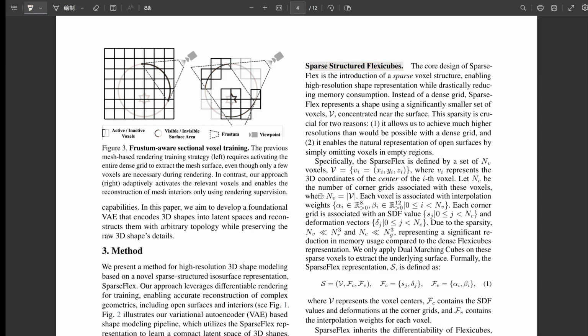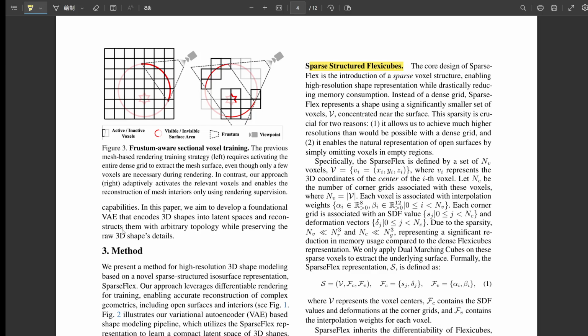What are the pieces? So the SparseFlex representation, they call it script S, is defined by three key sets. First, script V, which is just the 3D coordinates of the centers of these active sparse voxels. Okay, the locations. Then you have script F sub C. This stores the signed distance function, or SDF, values and also deformation vectors at the corners of the grid cells associated with these voxels. The SDF tells you the distance to the surface, positive outside, negative inside, crucial geometric info.